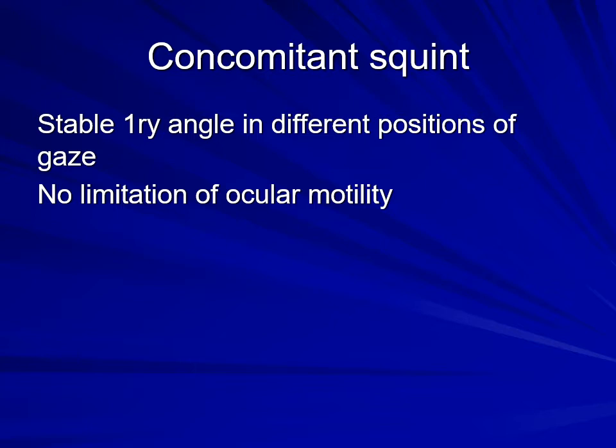Concomitant squint is characterized by a stable primary angle of deviation in different positions of gaze. When the patient looks to the right or to the left, there is no limitation of ocular motility.